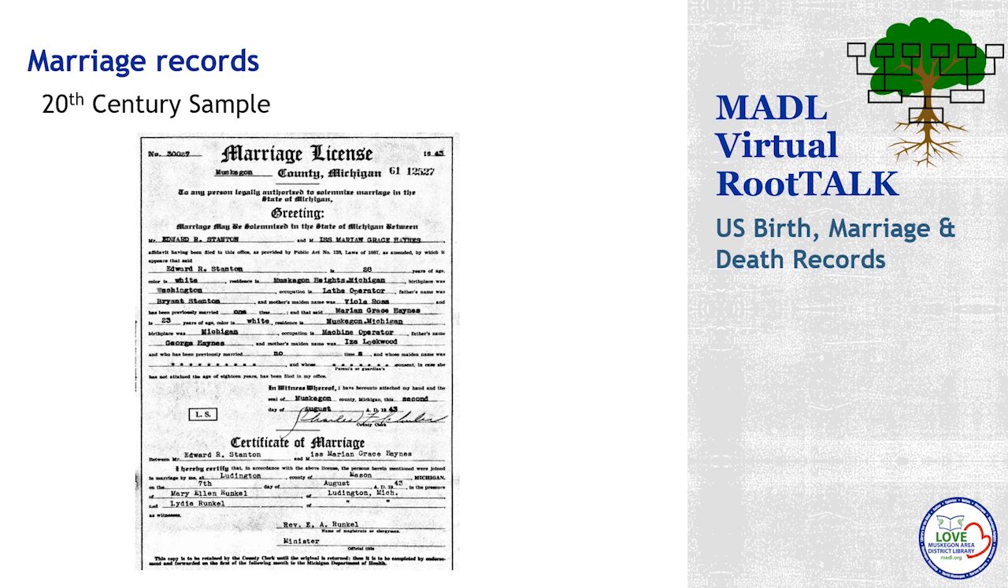And here we have a marriage record with the license and the certificate on the same document. This is a marriage record from Muskegon County, Michigan. It's telling us that Mr. Edward Stanton and Miss Marion Haynes filed affidavits in the office to say that they are going to get married. Mr. Stanton is 28, lives in Muskegon Heights. Birthplace was Washington. His occupation is a lathe operator. And father's name was Brian Stanton, and mother's maiden name was Viola Ross.